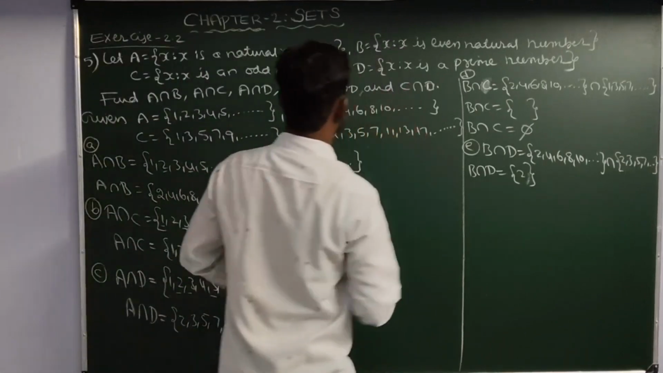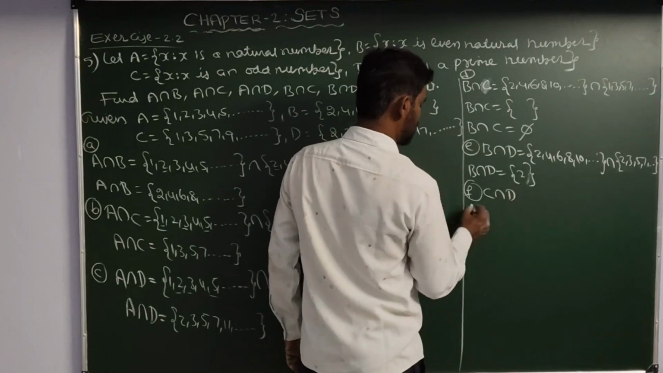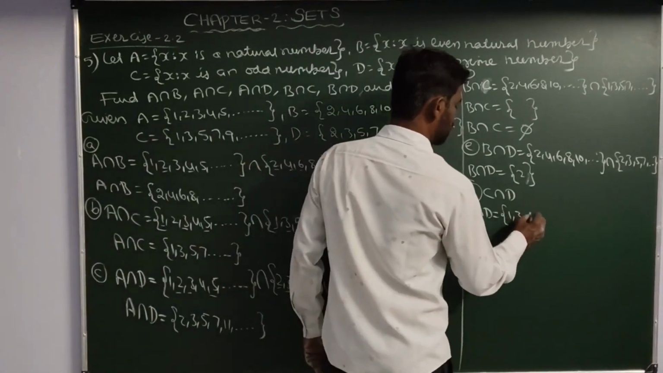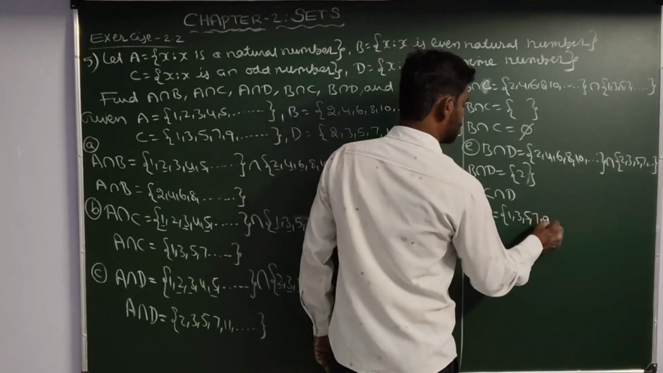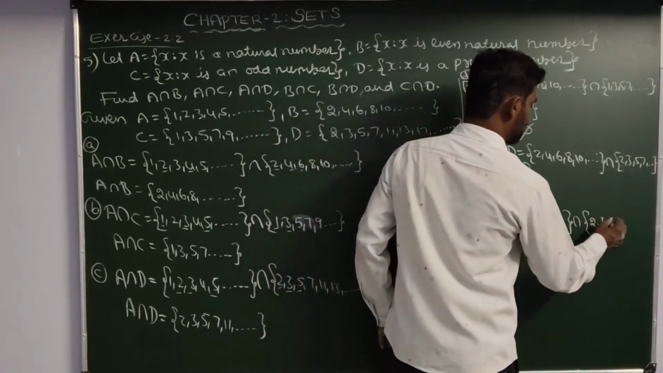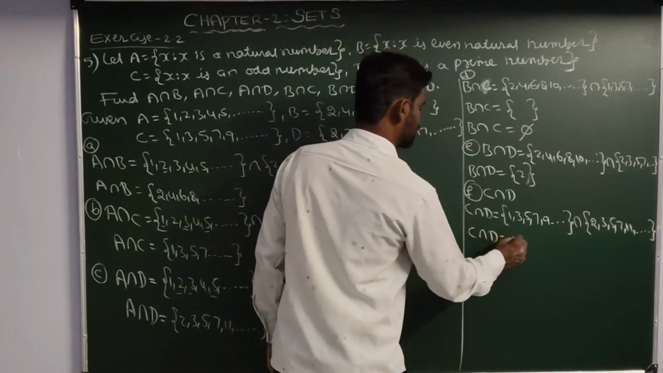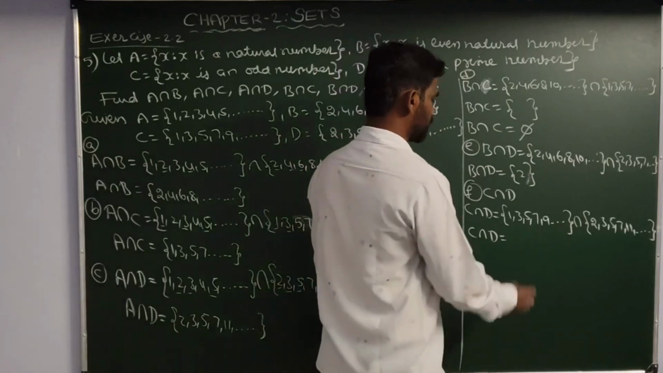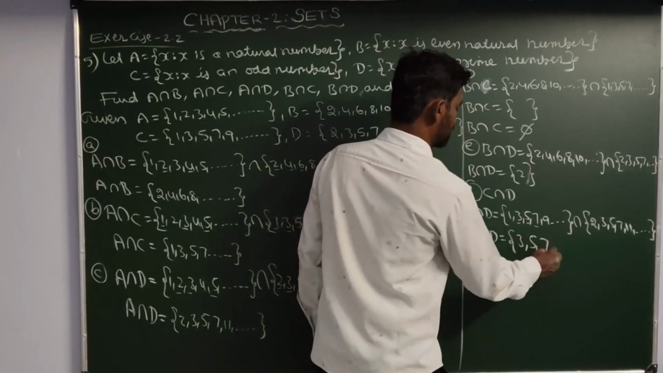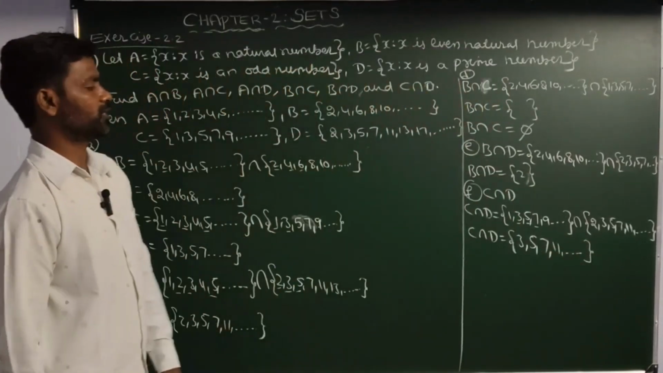Next, the last question, that is C intersection D. So we have to find C intersection D. C elements are odd numbers 1, 3, 5, 7, 9, and so on. Intersection D elements. D elements are prime numbers 2, 3, 5, 7, 11, and so on. What are the common elements here? 3, 5, 7 and 11, and so on. These are the common elements. So that is your answer.